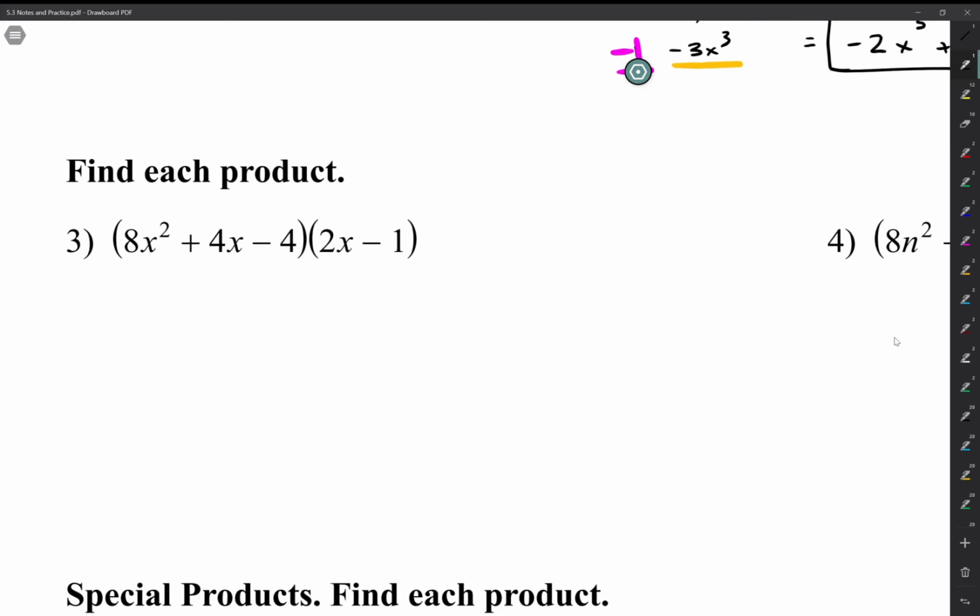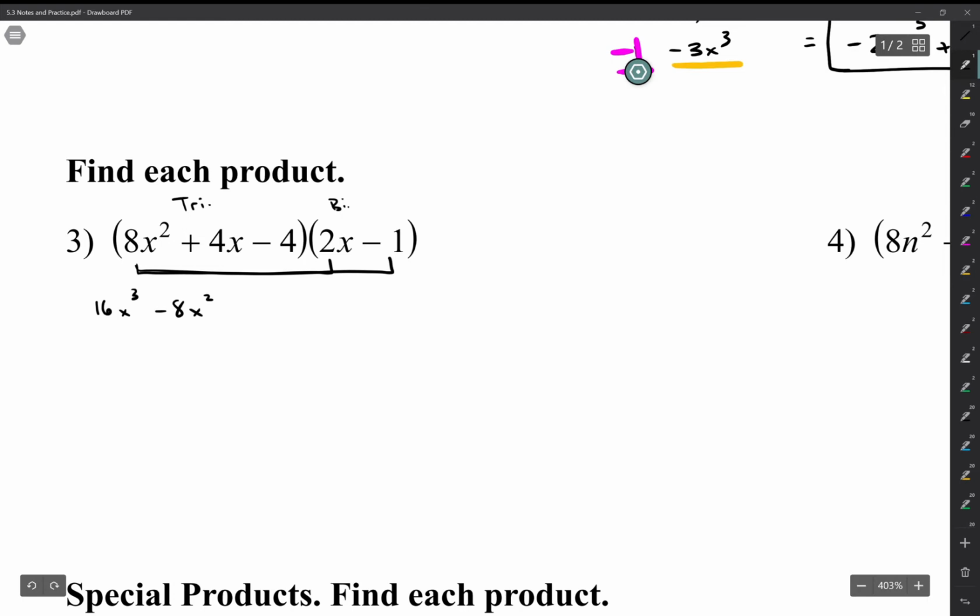So find each product. We have a trinomial. Remember that old stuff. Trinomial times a binomial. And really, it's going to be easy. It's just a process. 8x squared times 2x is 16x to the third, adding the exponents. And then we can do the same thing, 8x squared times negative 1. That would be minus 8x squared.